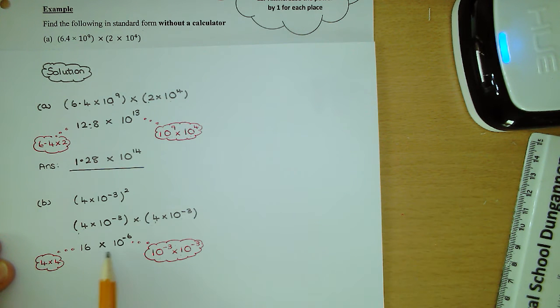Now again, our answer is not quite in standard form because the number we have is 16 and it should be a number between 1 and 10. So what we're going to do is push the inserted decimal point back one place. So it's now going to be 1.6. Now, before we push the inserted decimal point back one place, the inserted decimal point had to move 6 places left. But we've pushed it back 1 place left, so it only has to move a further 5 places left. So the power of 10 is just minus 5. And that's our answer for part B.